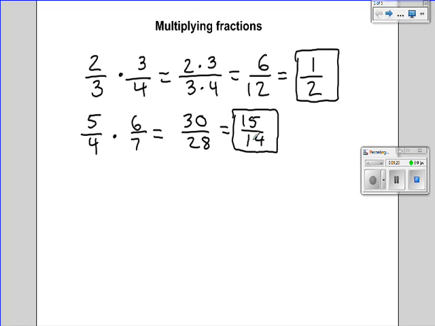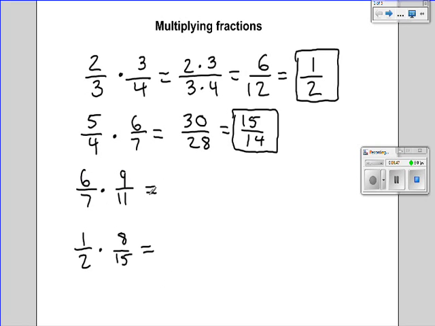But that's okay. So try these next two on your own and see what you can do with them. We'll put up here 6/7 times 9/11. And finally, 1/2 times 8/15. So pause the video and try those two out.